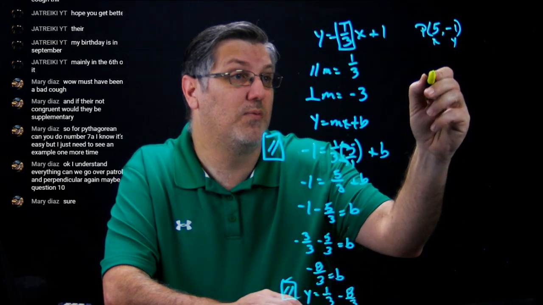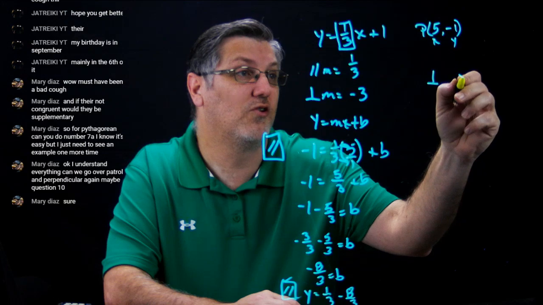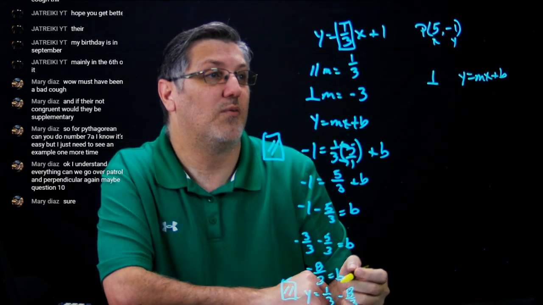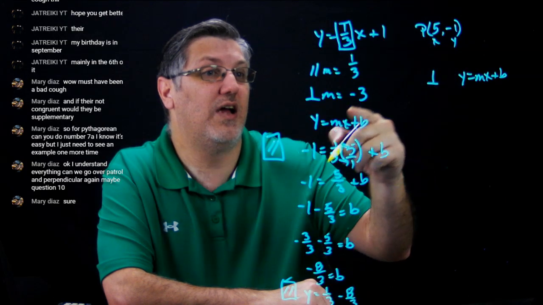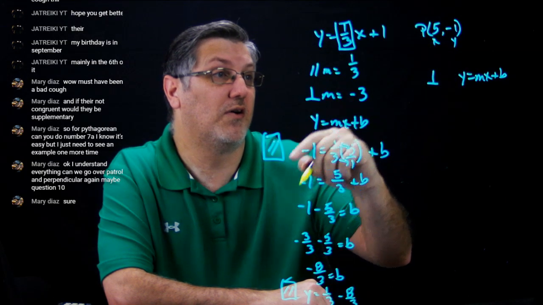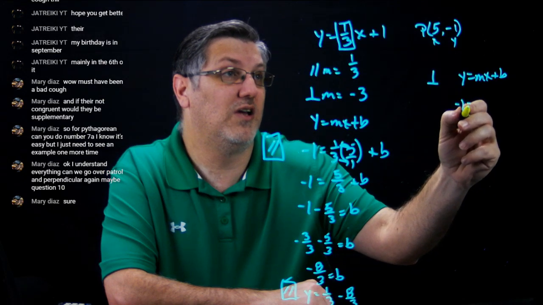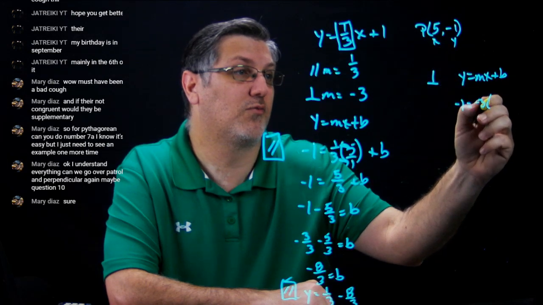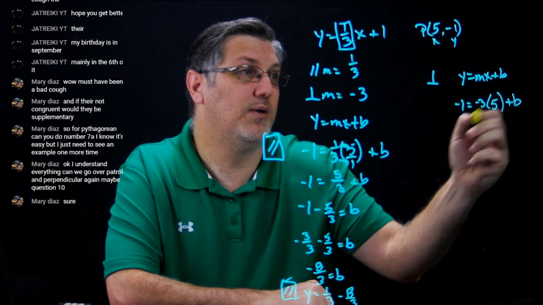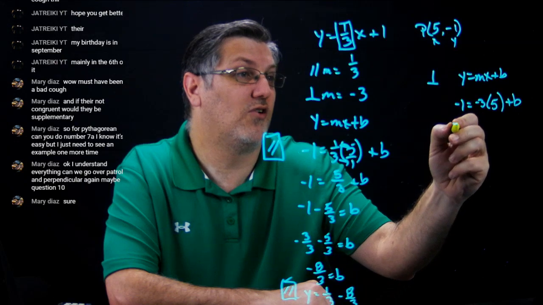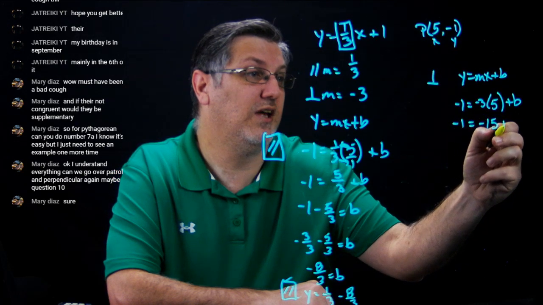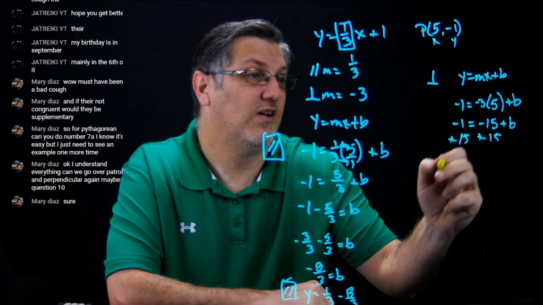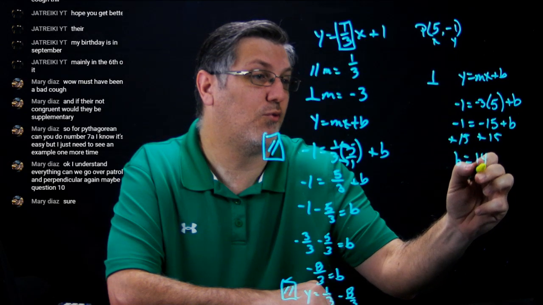All right, so for my perpendicular slope, we're still going to use y equals mx plus b. From there, I have my x, I have my y, and I have my m, my perpendicular m. So I've got -1 equals -3 times my x, which is 5, plus b. From here, we just solve. -1 equals -15 plus b. Add 15 to both sides. And I've got b equals 14.